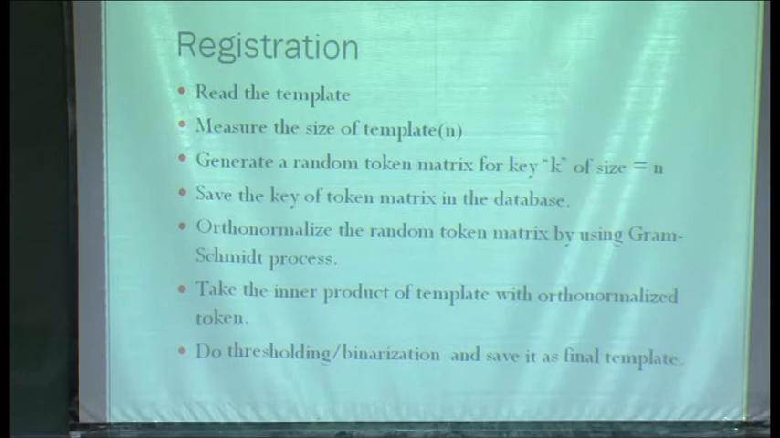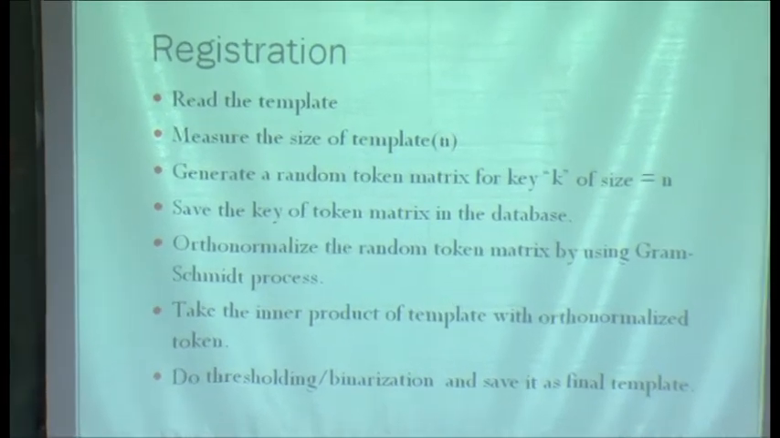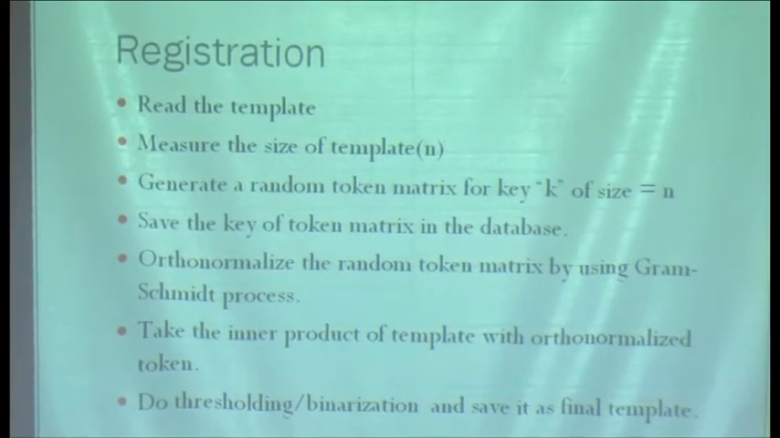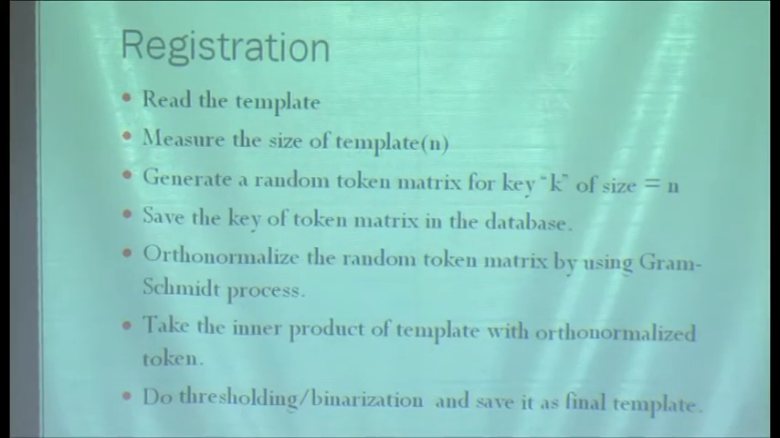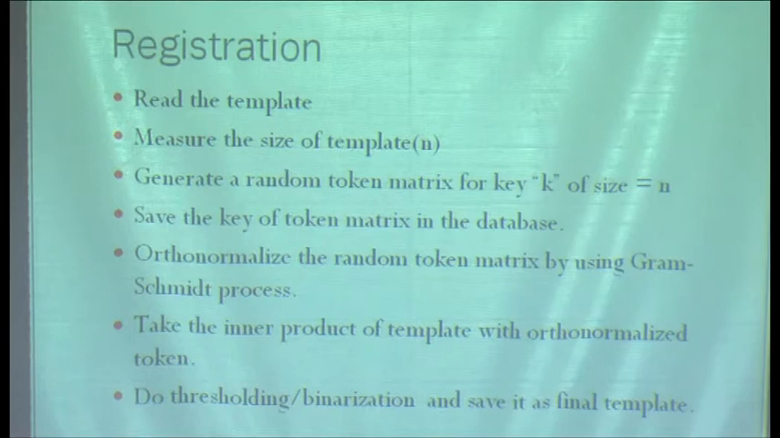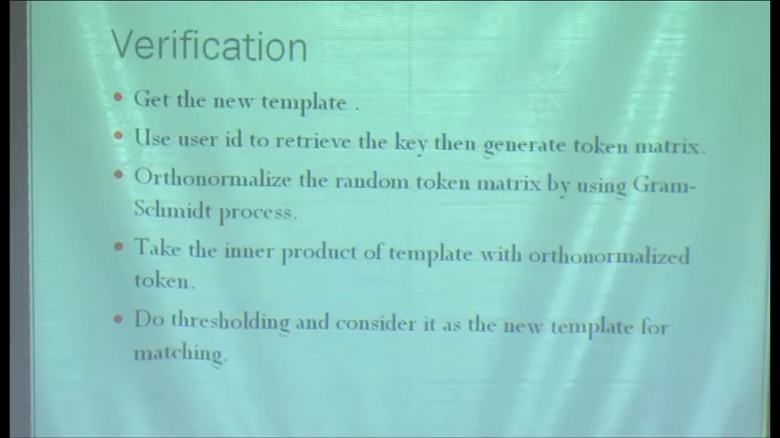What I did is basically, I read the template for the registration part. I read the template and generated a token matrix and associated it with a key k, and I'm storing the key in my database, not the random matrix. And after orthonormalizing it using the Gram-Schmidt process and inner product, it is set as the final template. For the verification part, when a user gives their biometric data, using the user ID I retrieve the key and then generate the token matrix.